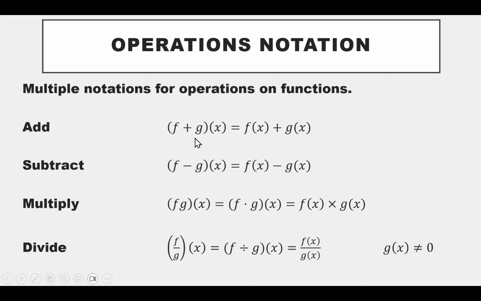So when you add the two functions, when you subtract the two functions, when you multiply the two functions, the restrictions on the domain line up with the actual original functions. When you divide the two functions, the restrictions on the domain still hold, but we have this added restriction that g of x cannot be 0.